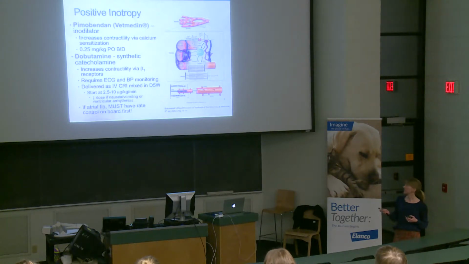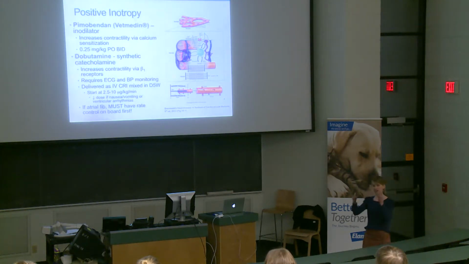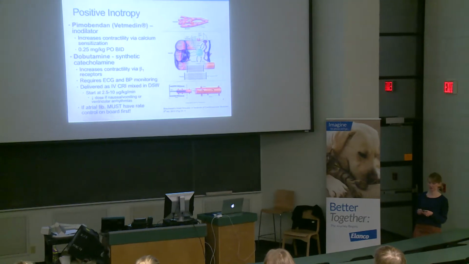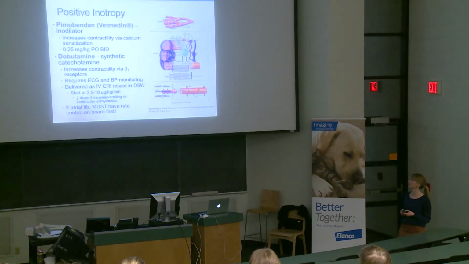But the other one that we tend to use a lot in an acute care setting is dobutamine, which is a synthetic catecholamine. And again, it's going to be something that we're going to deliver as a constant rate infusion. It's going to be mixed in some fluid, and we're going to administer it within a particular dose range to effect. And that can sometimes be really helpful in our DCM patients. And so we'll see how that's going to be used.